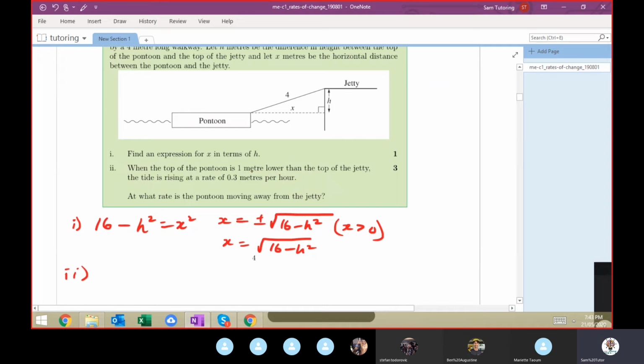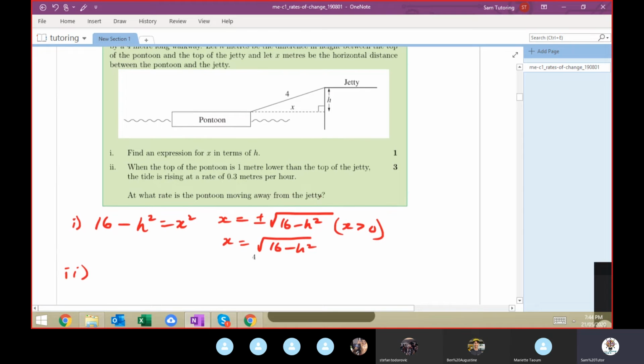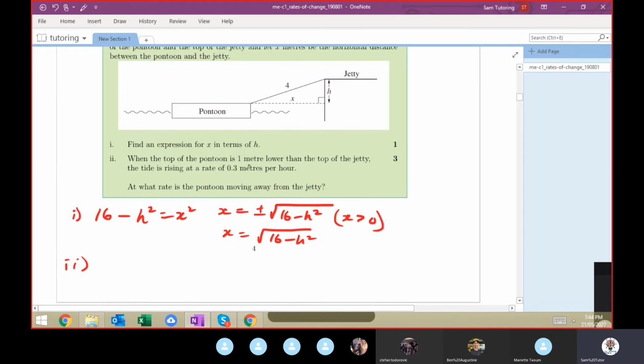Part (ii). When the top of the pontoon is 1 meter lower than the top of the jetty, the tide is rising at a rate of 0.3 meters per hour. At what rate is the pontoon moving away from the jetty? When the top of the pontoon is 1 meter lower than the top of the jetty. So when that h is just 1, the tide is rising at a rate of 0.3 meters per hour. At what rate is the pontoon moving away from the jetty?